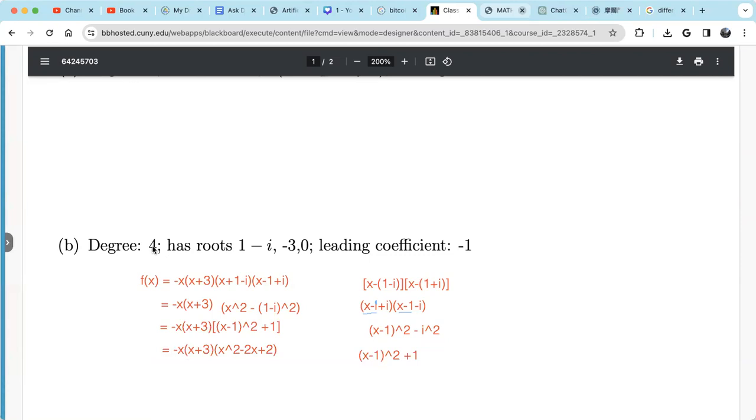Degree 4 has root 1 minus i. If 1 minus i is a root, 1 plus i is also a root, because complex roots come in conjugate pairs. The negative 3 is a zero, leading coefficient is negative 1. All right, so that's it. That's for this one.